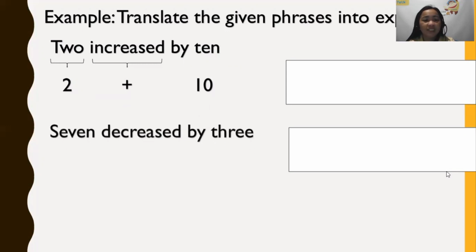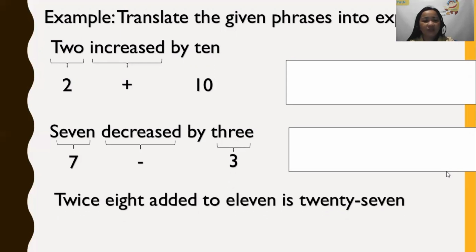How about we have 7 decrease by 3? We have here 7. The word decrease can be represented by subtraction. And we have the number 3. So we have 7 minus 3.